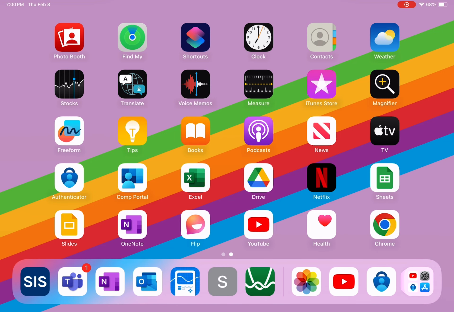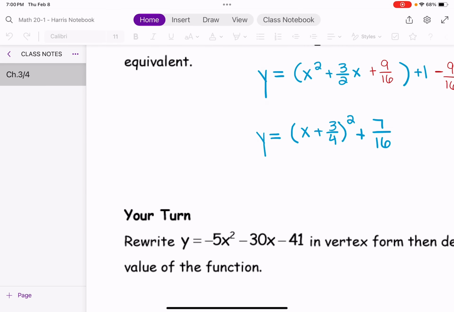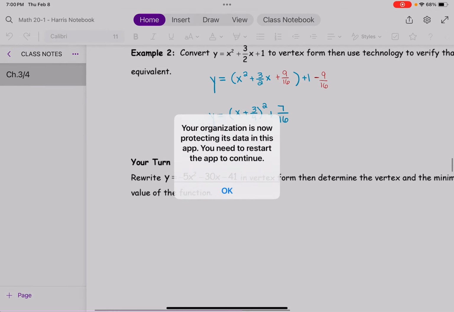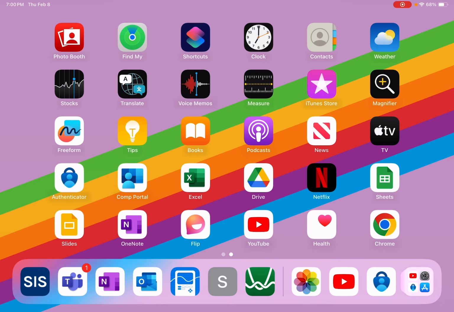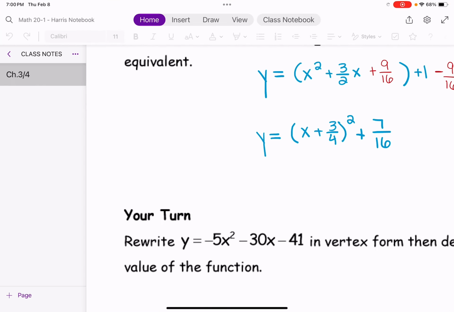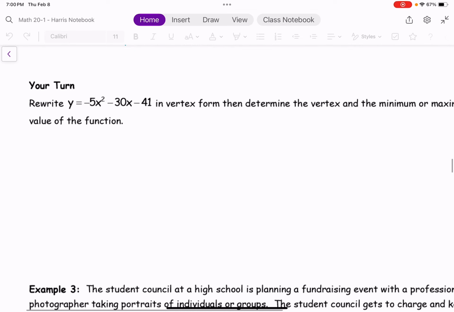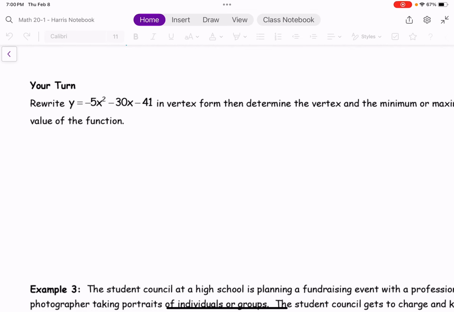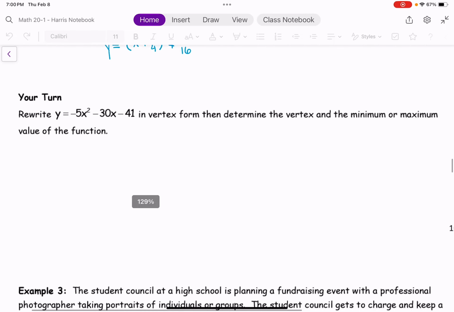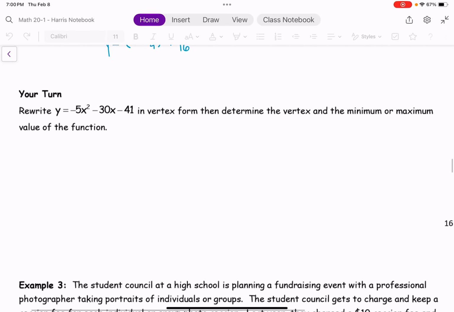Okay, while my computer is going to let me go back, you are all going to try the your turn, and then I'm just going to write the answer down here. You can pause it for a second if you want, but you are going to do the your turn to get y is equal to negative 5x squared minus 30x minus 41 into vertex form. Then I want you to determine if it's a minimum or maximum just by looking at your vertex form. Okay, pause it, and then I want to see everyone doing it.